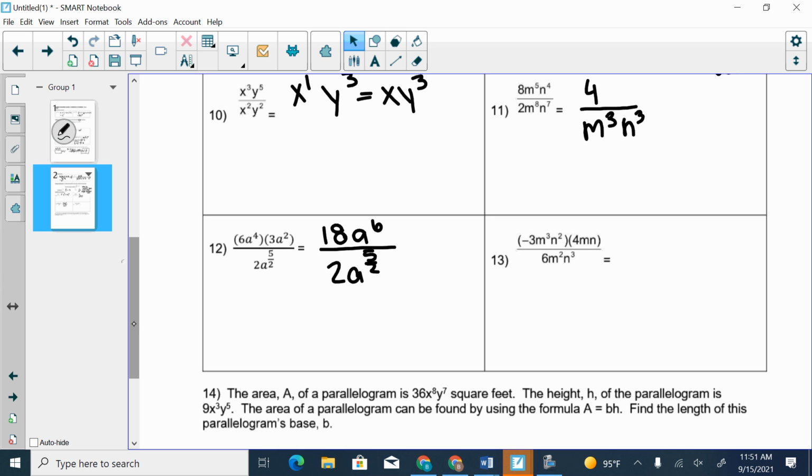All right, now we're going to divide. So in the top, we got 18. In the bottom, 2. What is 18 divided by 2? Good.